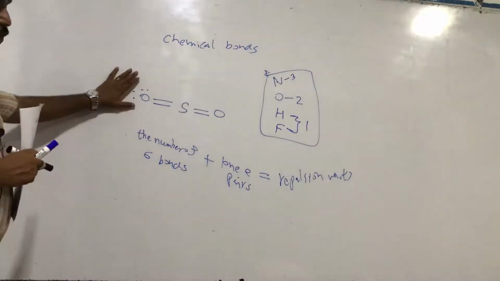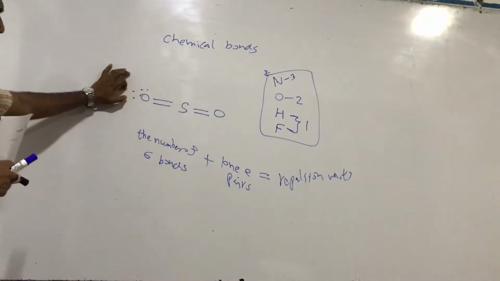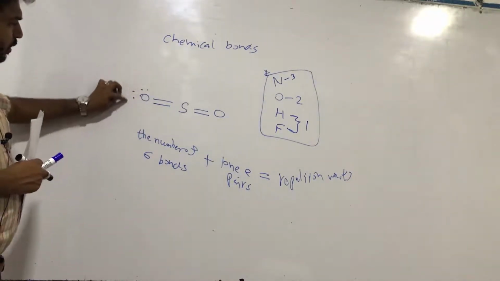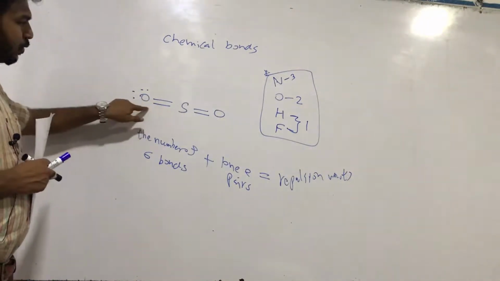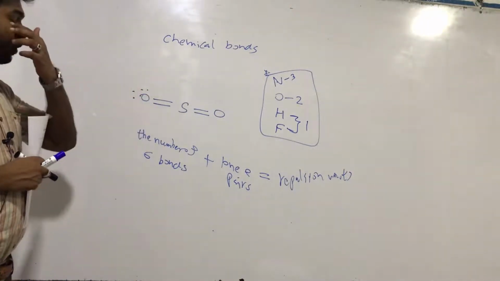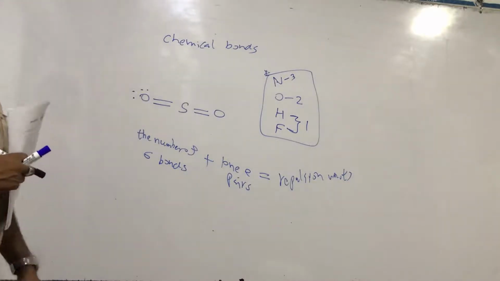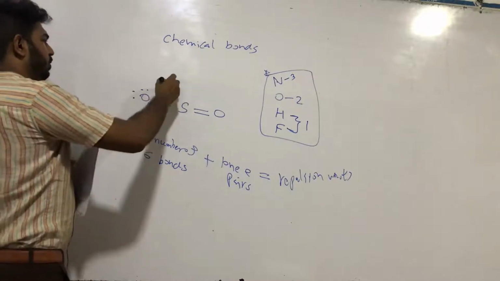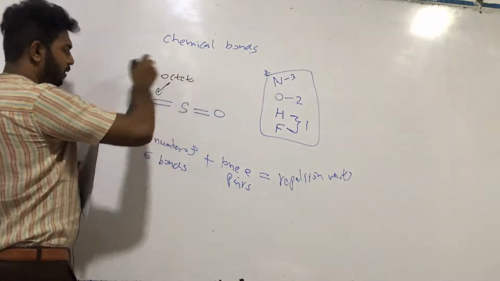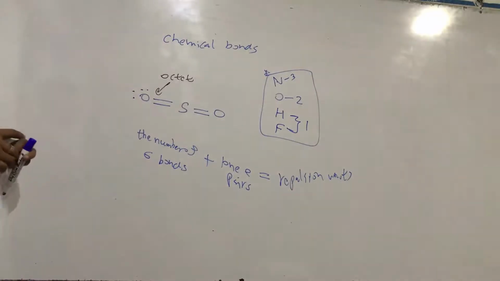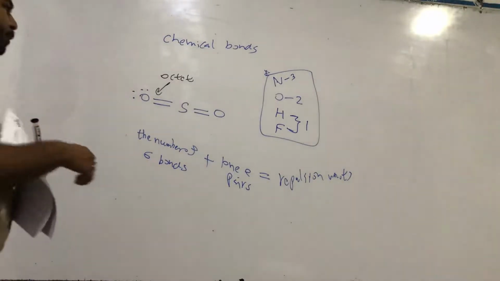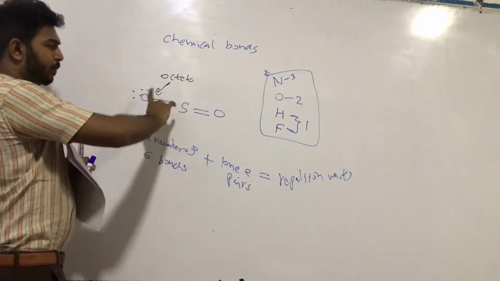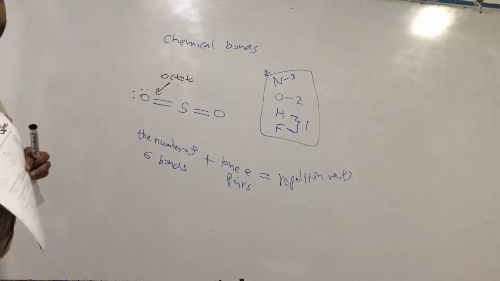When we consider the total number of electrons of oxygen, it has 8 electrons. Here there are 2 electrons, here 2 electrons, and here 2 electrons. So the octet rule of oxygen is fulfilled. That means oxygen has 8 electrons. And this sulfur also has 8 electrons, but the total number of electrons is not completed here.